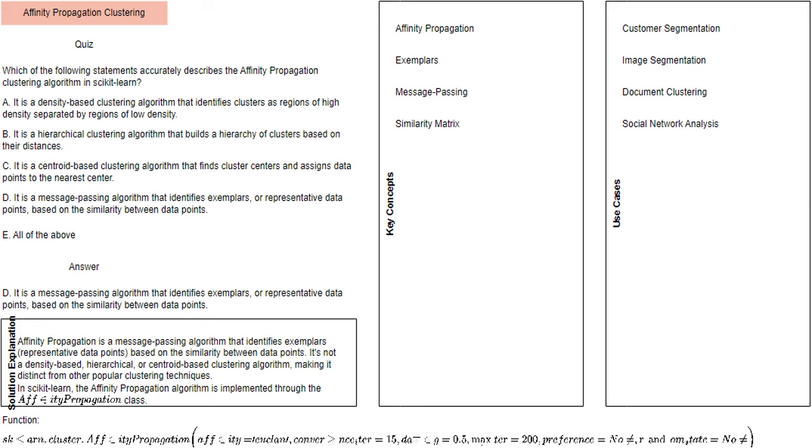The similarity between data points is represented by a similarity matrix, which can be calculated using different distance metrics like Euclidean distance or cosine similarity. Affinity propagation iteratively updates two types of messages: availability and responsibility, which reflect the likelihood of a data point being an exemplar and the likelihood of a data point being assigned to a particular exemplar, respectively.